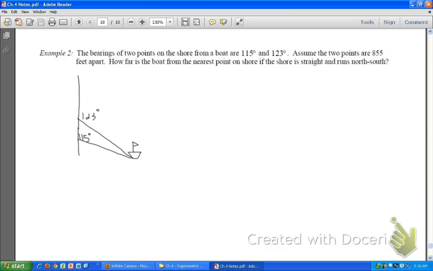All right. We need to find, and then it says, what else does it tell us? Assume the 2 points are 855 feet apart. So we're assuming that this is 855.